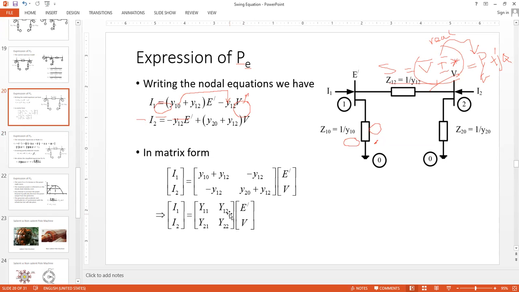Now, when we take the conjugate, what will change? If the I1 phasor is Y11 E dash plus Y12 into V, all these are phasors, remember. So first replace all these expressions by their corresponding magnitudes and angles.